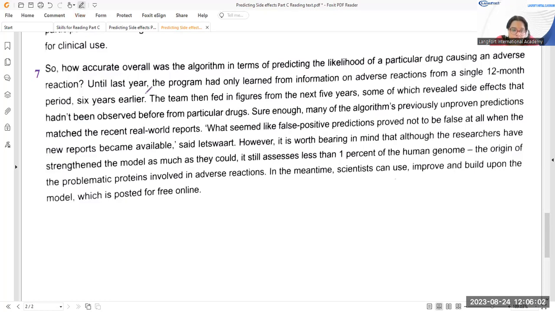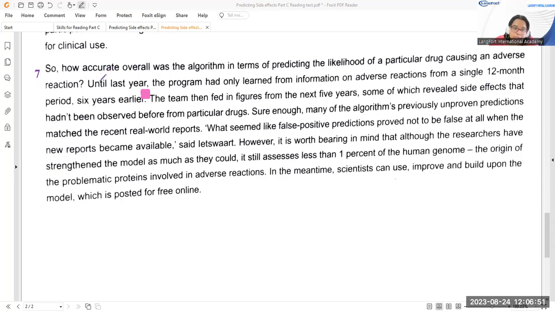Okay, Surya, can you read till here? How accurate overall was the algorithm in terms of predicting the likelihood of a particular drug causing adverse reactions? Until last year, the program had only learned from information on adverse reactions from a single 12-month period 6 years earlier. Okay, so now the writer is asking how accurate, how precise the algorithm was when it comes to predicting the possibility of a drug causing an adverse reaction. So how accurate is the algorithm when it comes to predicting side effects?